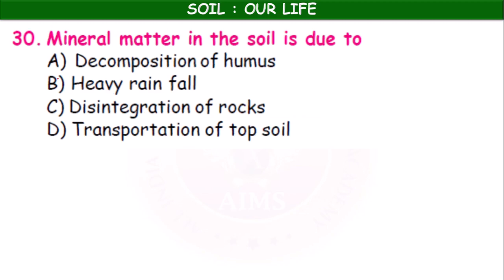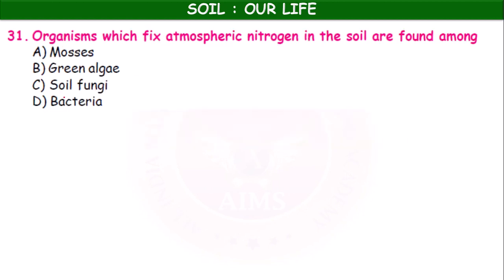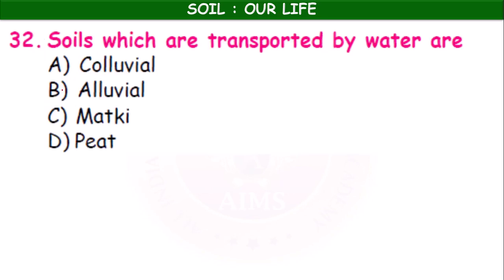Mineral matter in the soil is due to decomposition of humus, heavy rainfall, disintegration of rocks, transportation of topsoil. It is due to the disintegration of rocks. Organisms which fix atmospheric nitrogen in the soil are found among mosses, green algae, soil fungi, bacteria. Among bacteria. Soils which are transported by water are called colluvial soil, alluvial soil, muck, peat. Alluvial soils are the most fertile soils, formed by the transportation of water.